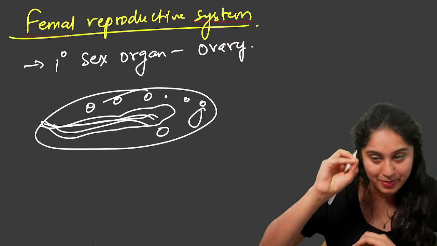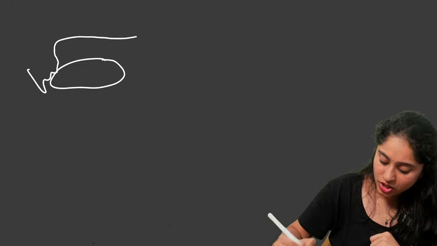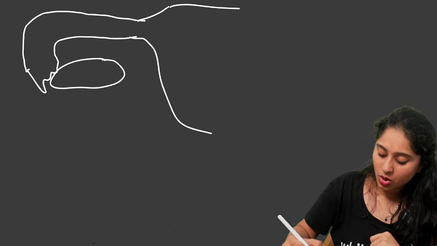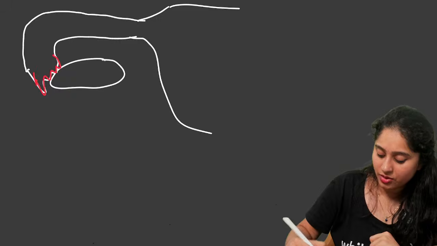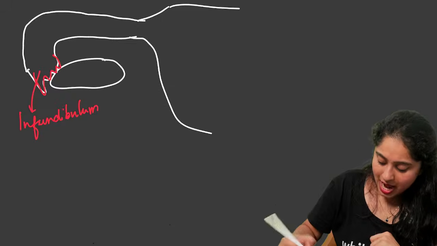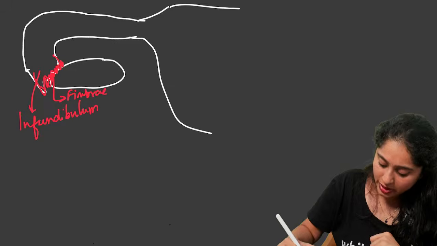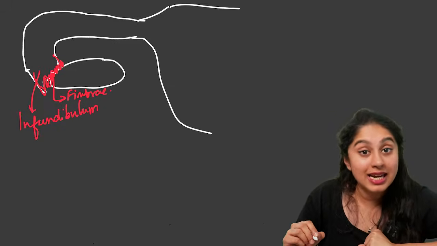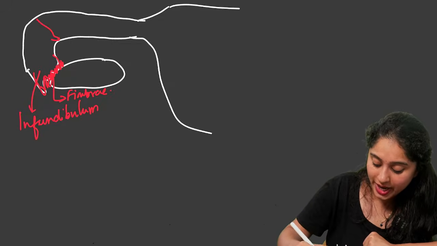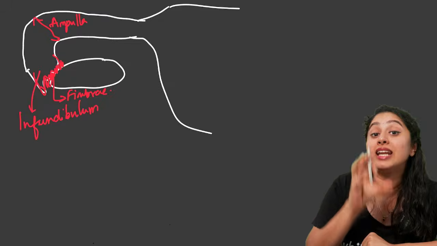It is all covered inside a germinal epithelium. Now from the ovary, we have tube-like structures that connect the ovary to the uterus. Here, the funnel-like structure in the beginning is called the infundibulum. It has finger-like structures called the fimbriae, which pick up the egg as soon as it is released during ovulation. Then this infundibulum leads to a slightly wide part called the ampulla. This is where fertilization takes place.